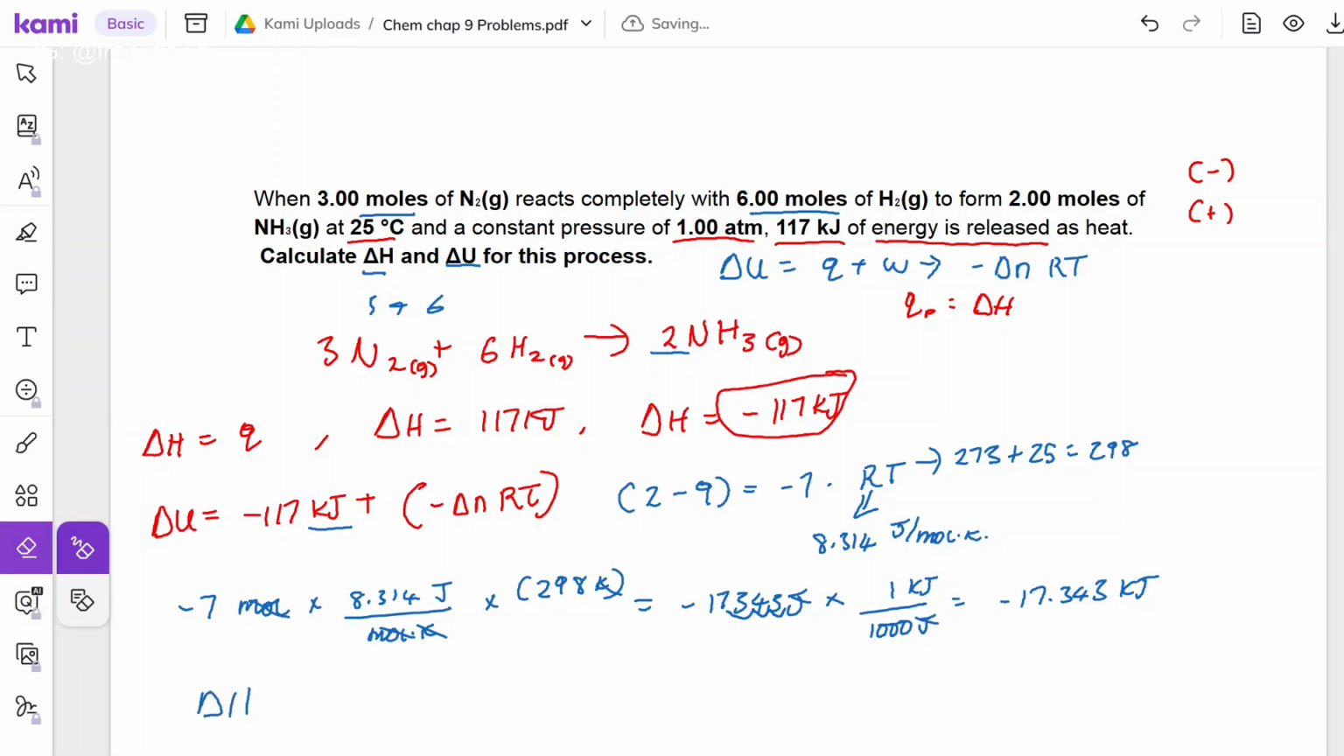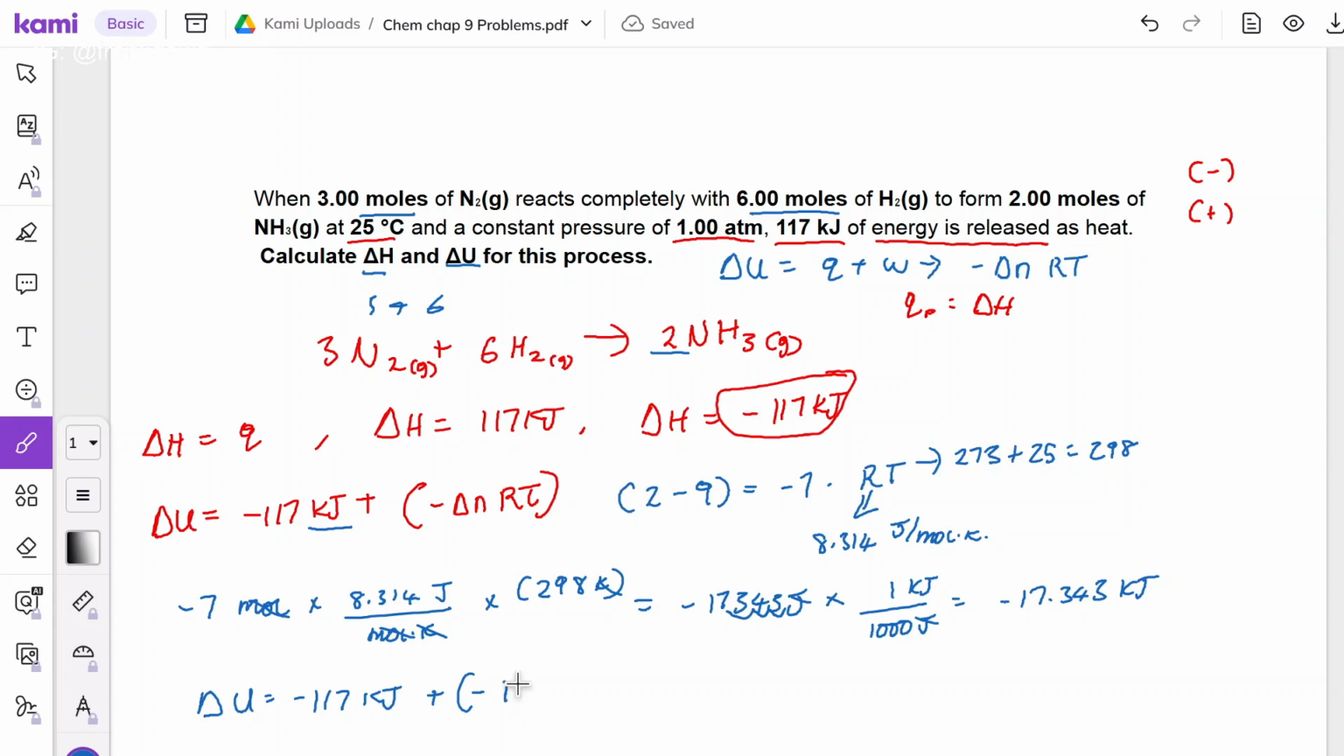And the final answer for the internal energy is -117 kJ plus, or what I say, minus 17.343 kJ as well. And when you put that into the calculator, the final answer gives you -134.343 kJ.